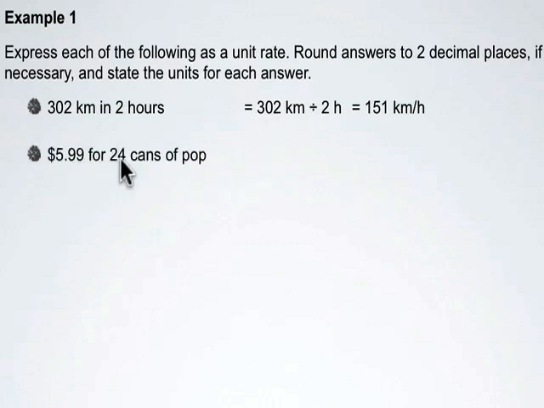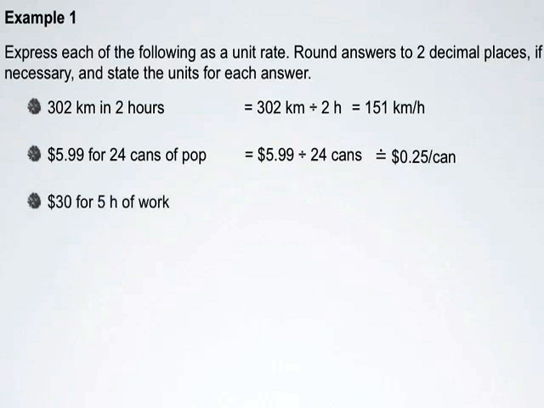$5.99 for 24 cans of pop. We want to take $5.99 and divide it by 24 because we want dollars per can. How much does each one cost us? So it equals approximately 25 cents per can or 0.25 of a dollar because when we do this dividing and we round, we get about 25 cents.